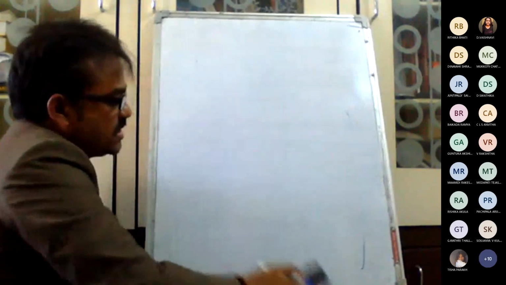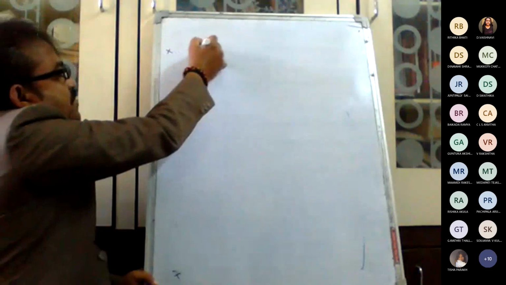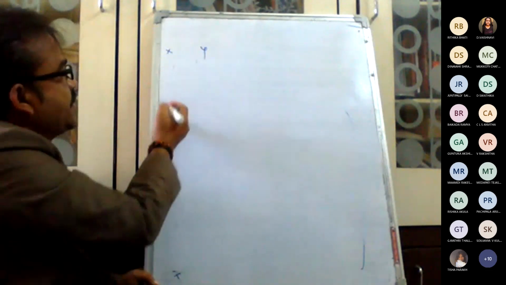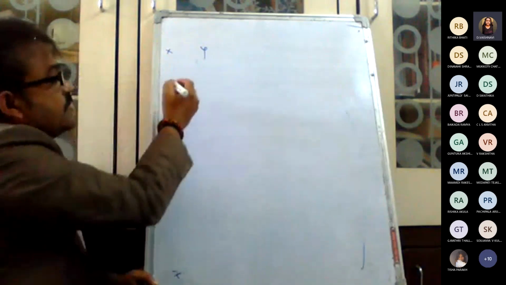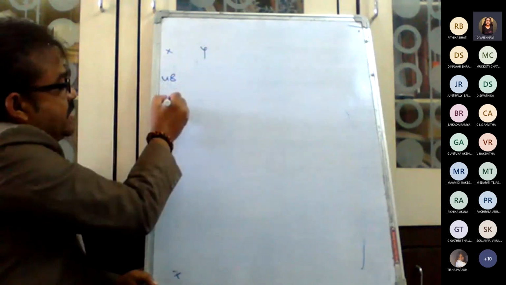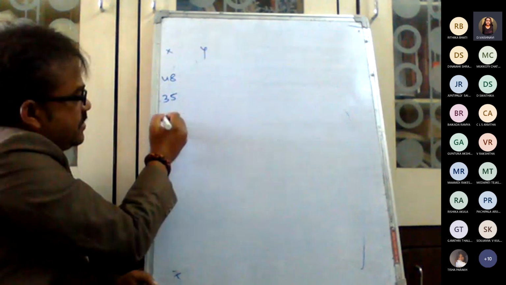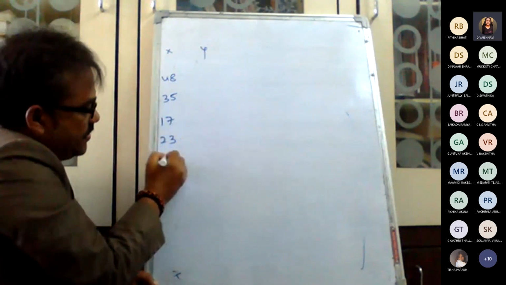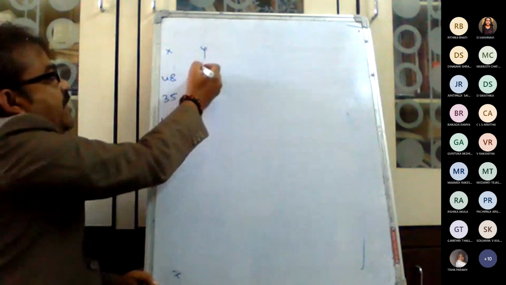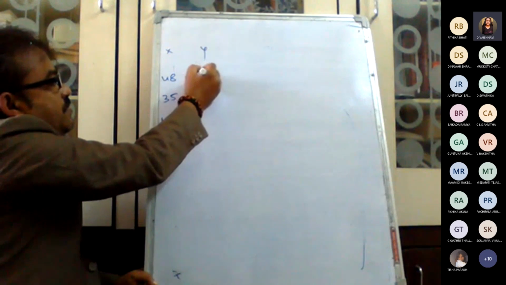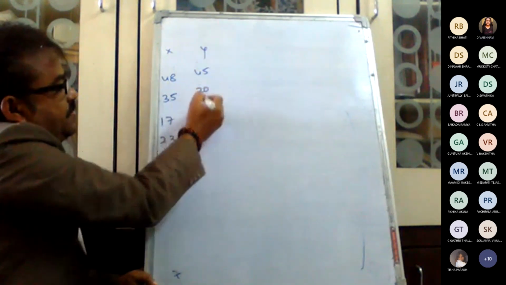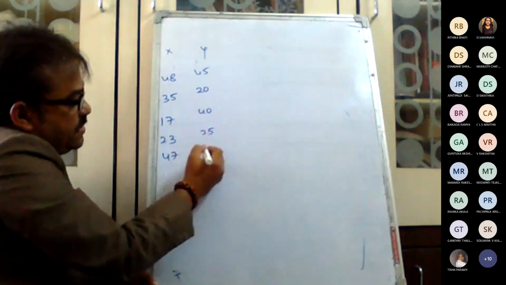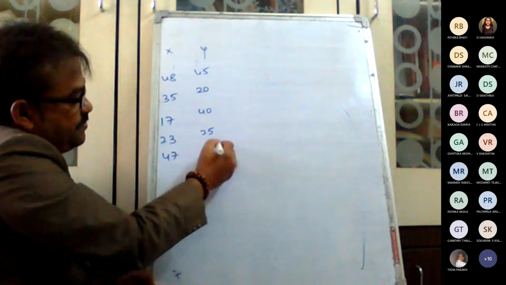Just anyone can tell me. So instead of the accountancy statistics, I just put x and y. Can anyone repeat the marks? X values: 48, 35, 17, 23, 47. What about y? 45, 20, 40, 25, 45.